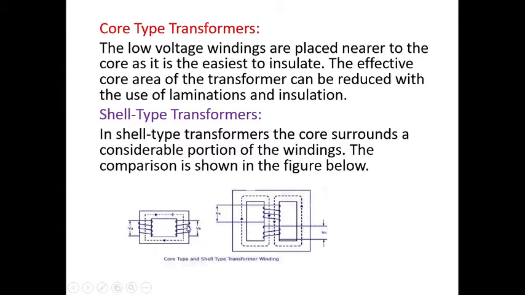In a core type transformer, the winding is surrounding most of the core, that is, the low voltage windings are placed nearer to the core as it is the easiest to insulate. In the shell-type transformer, the core surrounds a considerable portion of the windings. So these are the two types of transformers.